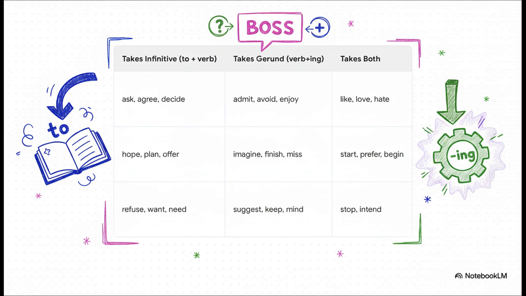And here's where it gets really practical. These boss verbs basically fall into three teams. Look at that first column. Verbs like decide, hope, and plan, they are strict bosses. They always demand an infinitive. You'd say, "I plan to travel." Then you've got the middle column. Verbs like enjoy, avoid, and finish. They're the opposite. They always want a gerund. "She enjoys reading." And that third column? Those are the cool bosses. Verbs like love and start are flexible. They're happy with either form, and it usually doesn't change the meaning much.